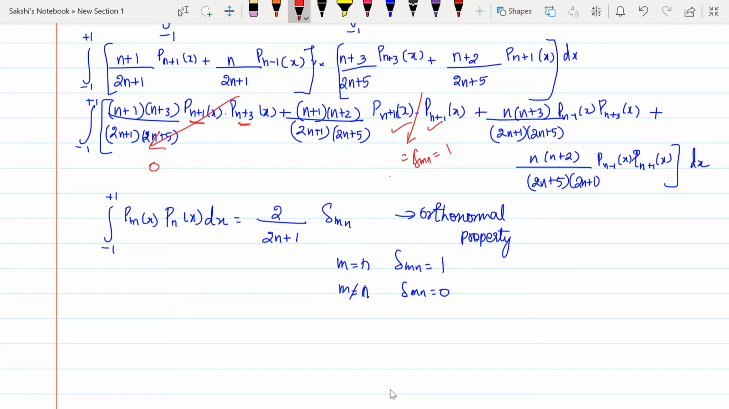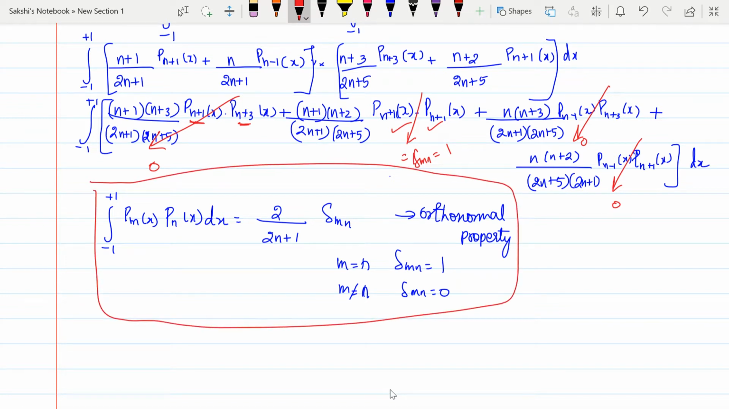Okay. And then this term will go to 0. Again, because this is n minus 1, this is n plus 3, they are not equal. Here, n minus 1 and n plus 1, they are not equal. So this will be 0. So, therefore, you can use this particular important property of Legendre polynomial to solve this question.